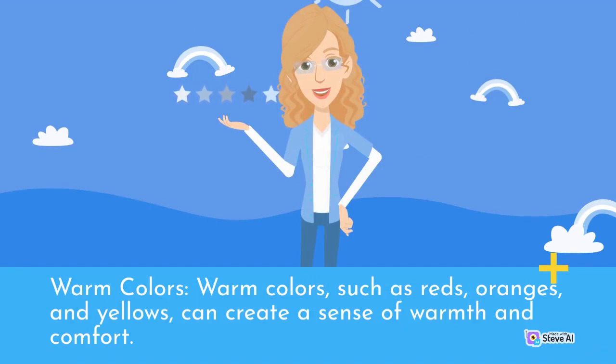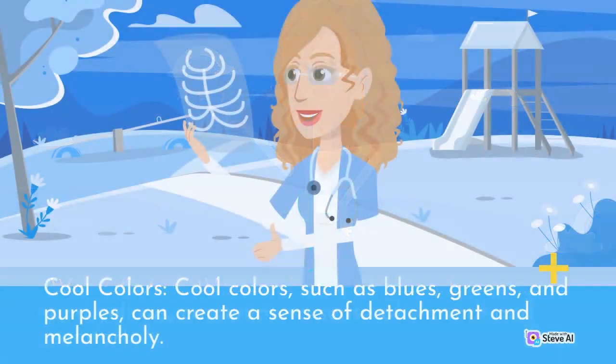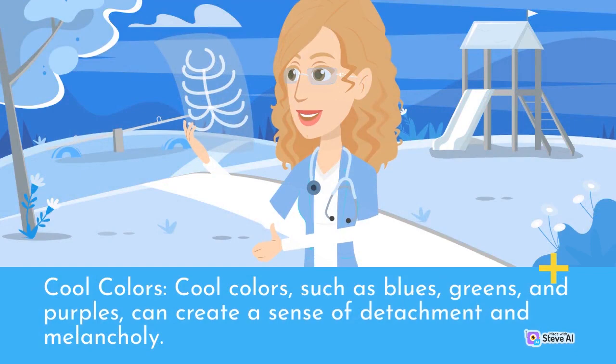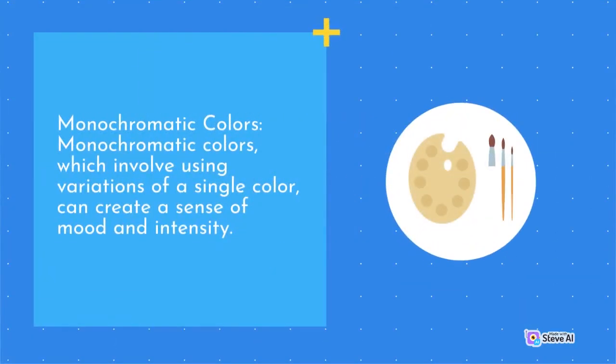Warm colors. Warm colors, such as reds, oranges, and yellows, can create a sense of warmth and comfort. Cool colors. Cool colors, such as blues, greens, and purples, can create a sense of detachment and melancholy. Monochromatic colors. Monochromatic colors, which involve using variations of a single color, can create a sense of mood and intensity.